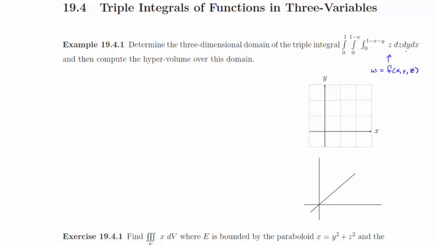In the xy plane, we're going from 0 to 1 in the x direction. We're going to 1 minus x in the y direction. So that is just this line right here. And we're going from when x is 0 and y is 0, so we're looking inside this region. This is the y upper bound equals 1 minus x. Now I have my z upper bound equals 1 minus x minus y. So if x is 0 and y is 0, we're at z is 1.